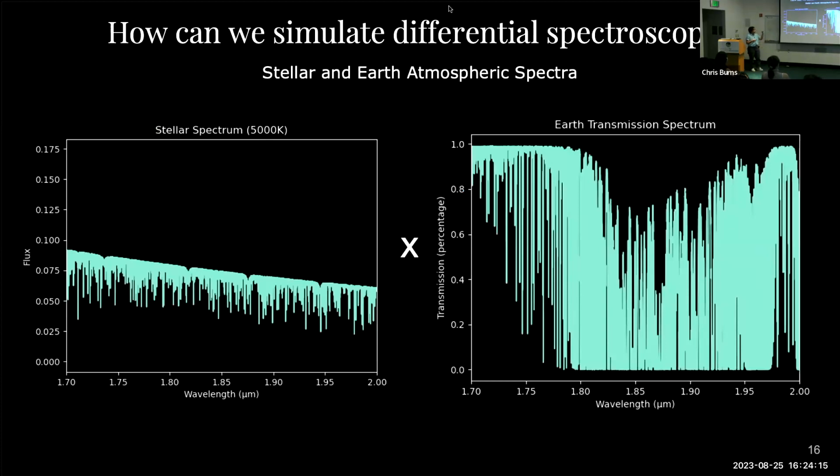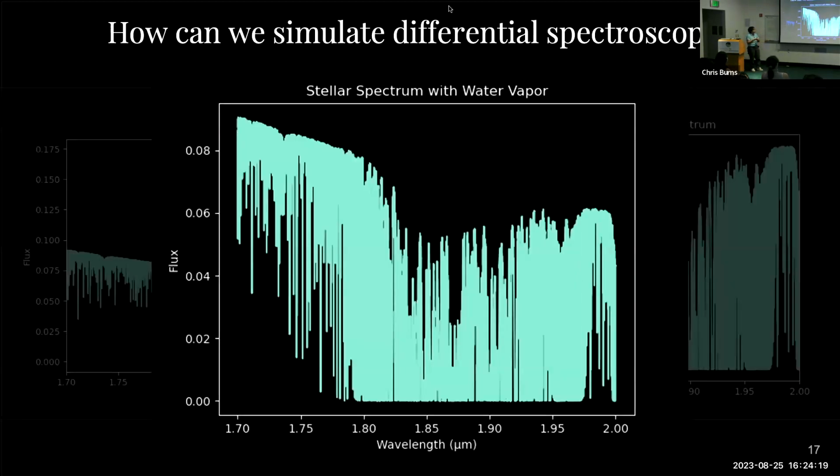And so to begin simulating this effect for Henrietta's observations, we start with a high-resolution stellar spectrum and multiply this by Earth's transmission spectrum at different water contents. And from this, we receive a model of how flux is going to change based on wavelength and by water content.